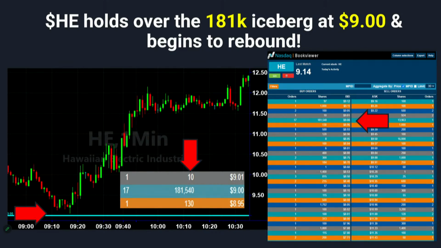So as a day trader, when we watch these things come up in the big losers list, we look at these supports, we look at these buyers in the book viewer, and in the short term, you can make a nice little profit within a short period of time.